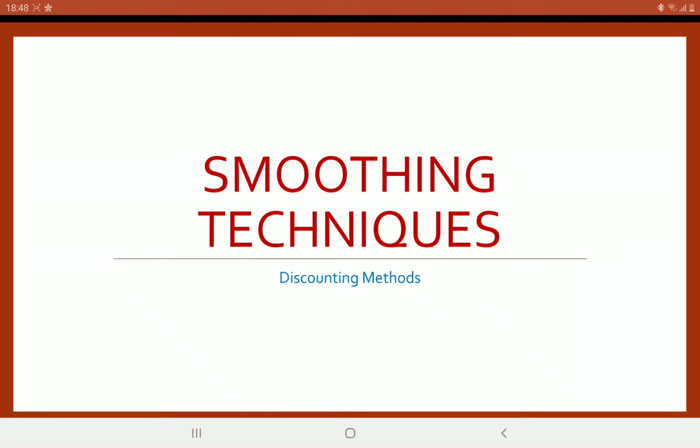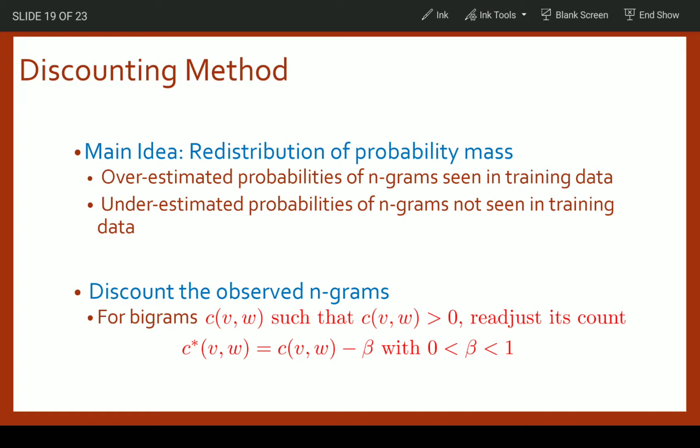Now let's discuss the discounting methods, that is, how using discounting methods we can do the smoothing. Here the main idea is the redistribution of the probability mass.